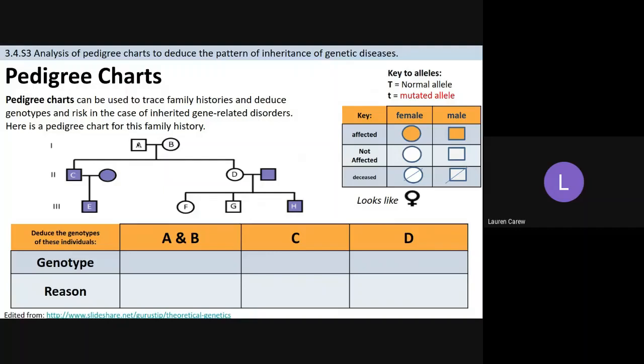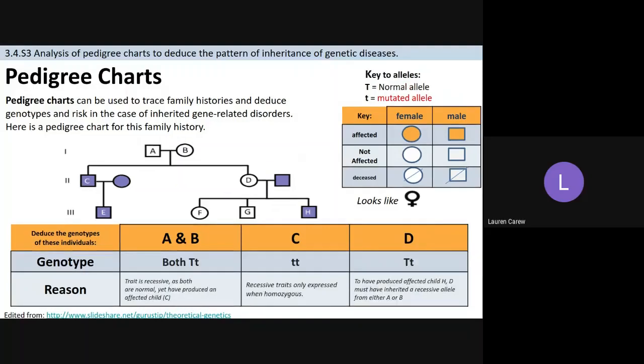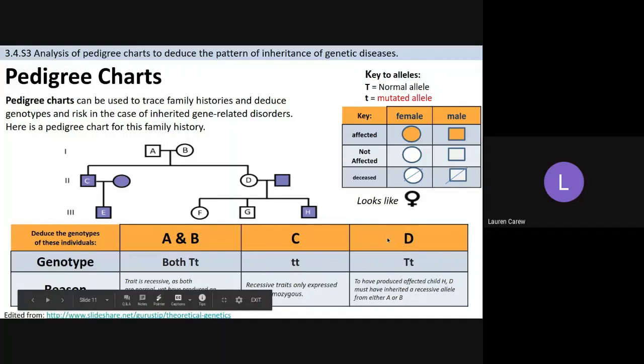So individuals A and B do not have cystic fibrosis. However, they do have a son who has cystic fibrosis, which means that the son's genotype has to be little t, little t. And remember that one allele comes from mom and one allele comes from dad, which means that mom and dad must both be carriers. But what about individual D? Individual D must also be heterozygous.